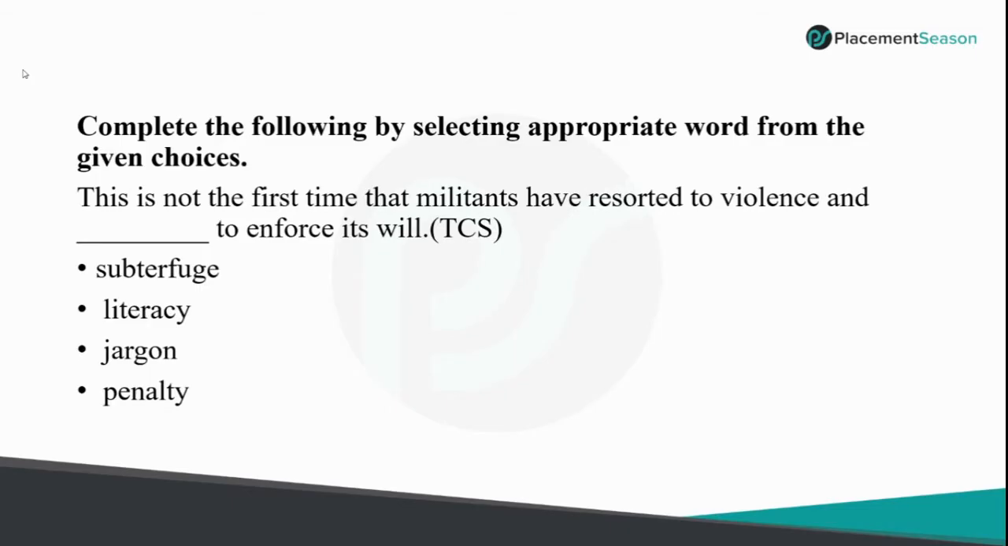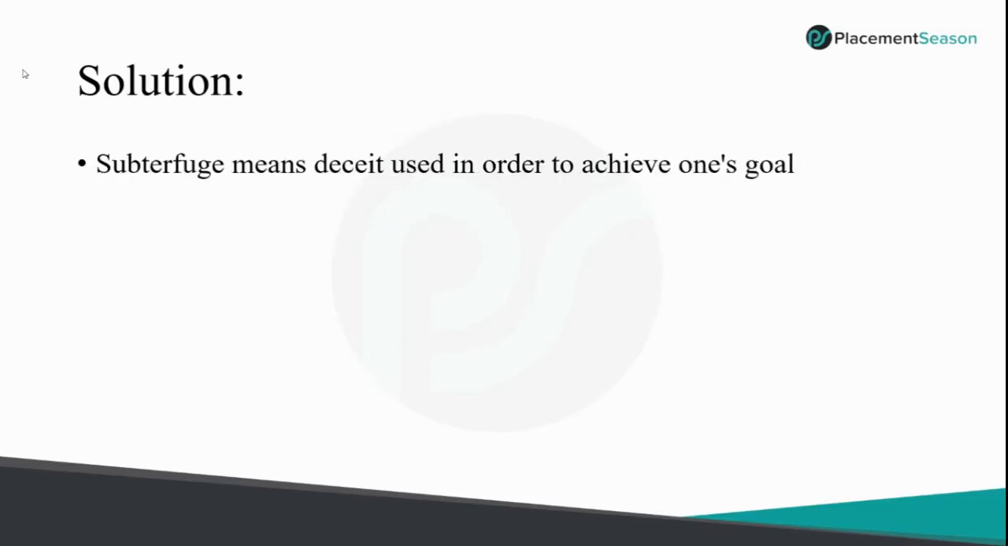Time up. This is not the first time that militants have resorted to violence and dash to force its will. So what does this mean? The militants have already used violence and some other negative form to ensure that what they wish happens. Subterfuge, literacy, jargon, penalty. Subterfuge means deceit, used in order to achieve one's goal.